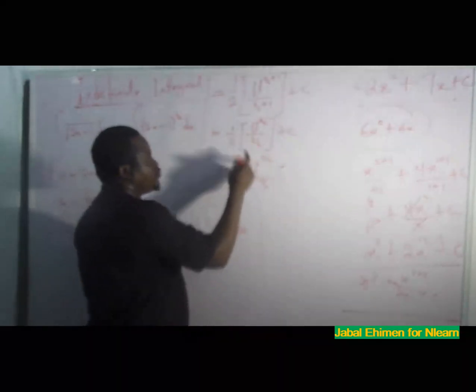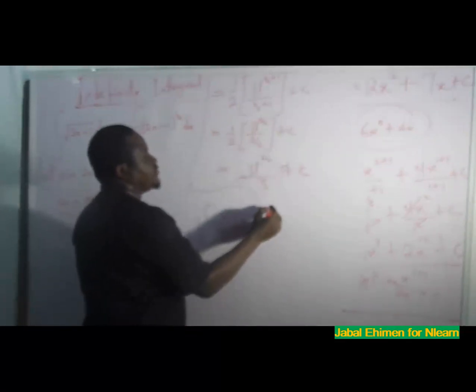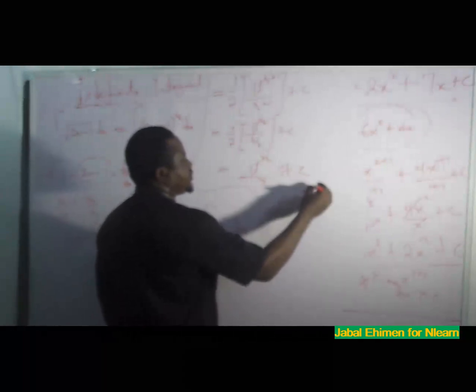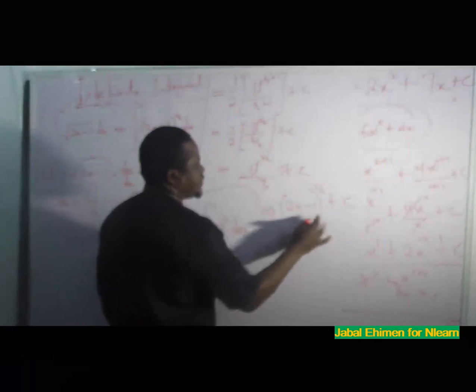2 times 3 over 2, the 2s cancel, that will be 3. So plus the value of c. So that gives us, what's the value of u again? The value of u is 2x minus 1. So that will be (2x minus 1) raised to power 3 over 2, plus c, divided by 3.